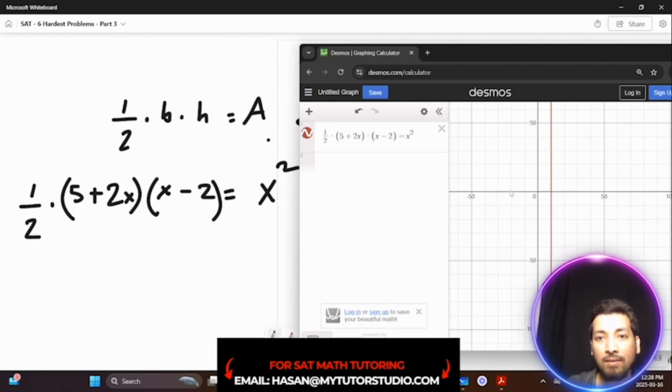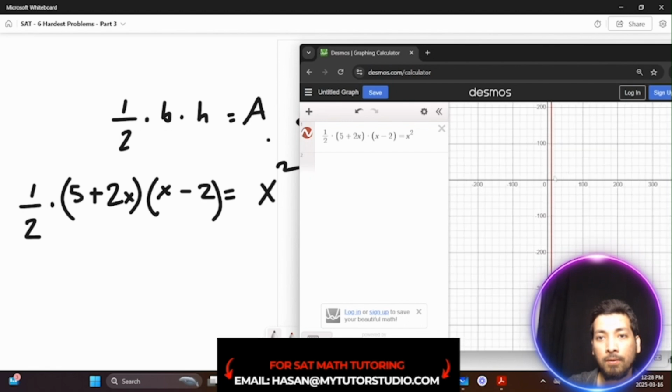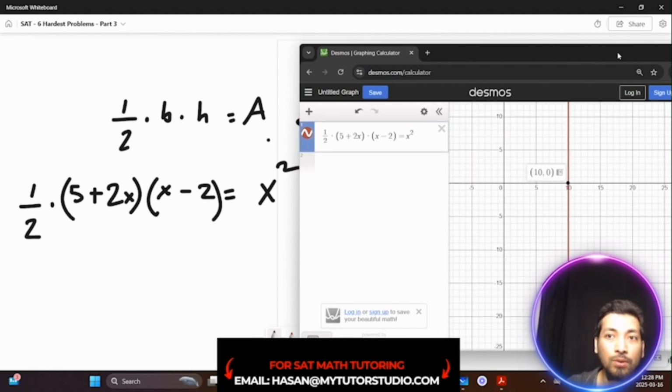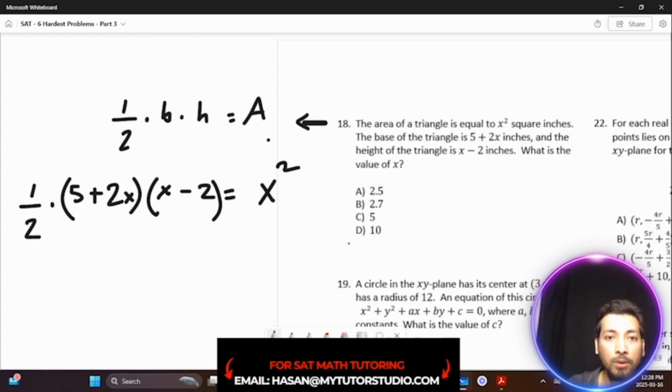Now we can see that the graph is passing through x is equal to 10. So that means our option is D. This is how we select our answer. Now let's try to map it with our problem. So if the area of the triangle is x squared, that means 10 squared, which is 100 square inches.